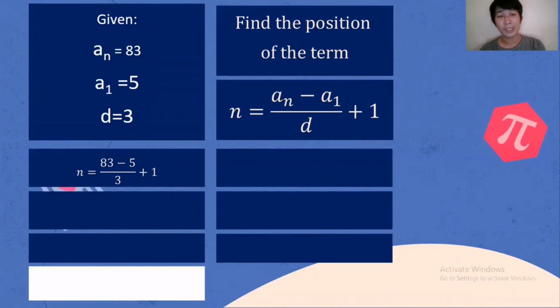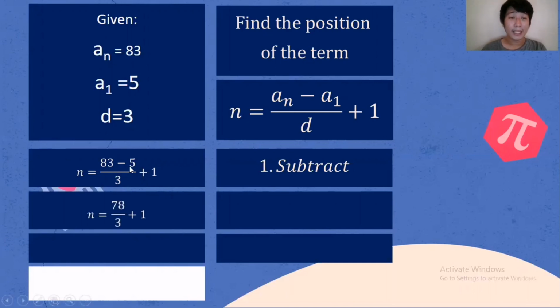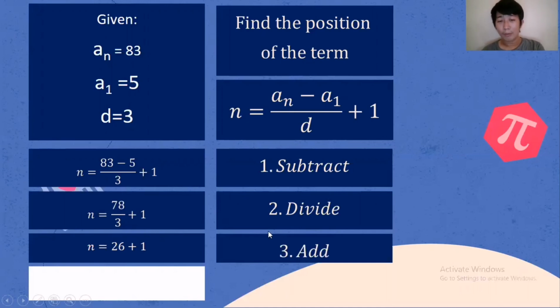First process, just like what we did a while ago, subtract. So 83 minus 5, that is 78. Then we divide. 78 divided by 3, that is 26. After we divide, we add, and that is 27. It means that 83 belongs to the 27th term. A sub 27 is 83.